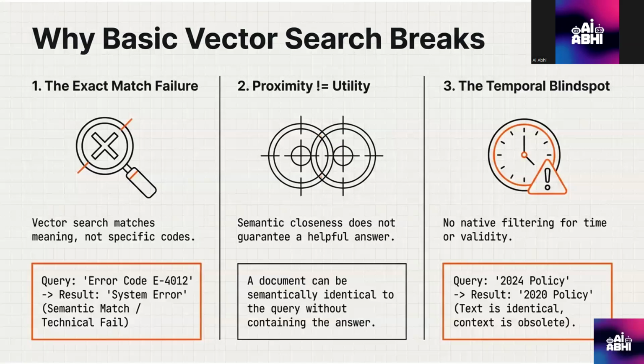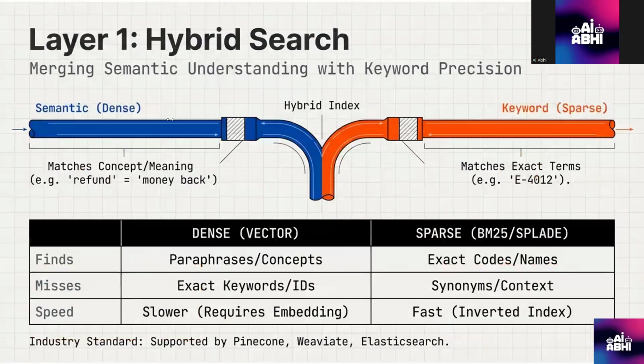So let's jump to the first topic, that is hybrid search. Hybrid search is one of the most impactful upgrades you can make. The idea is simple: combine 2 types of searches that are good at different things.